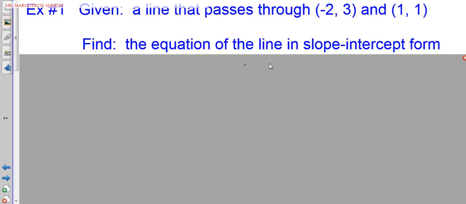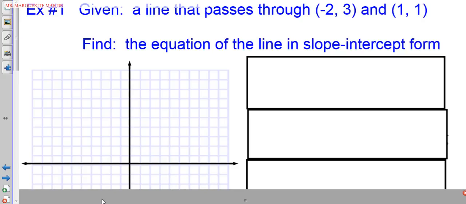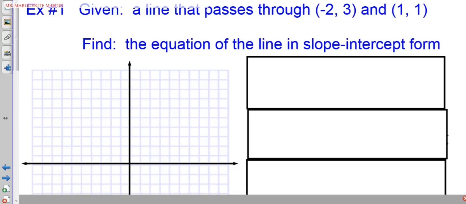So we have a coordinate plane. What we're going to do is draw the line that passes through those 2 points. We're going to start by plotting those 2 points in red. Let's make the points stand out. So we're going to plot a point at -2, 3. And we're going to plot a point at 1, 1. Then we're going to grab blue and draw a line through those 2 points. Like so. So that's our line.